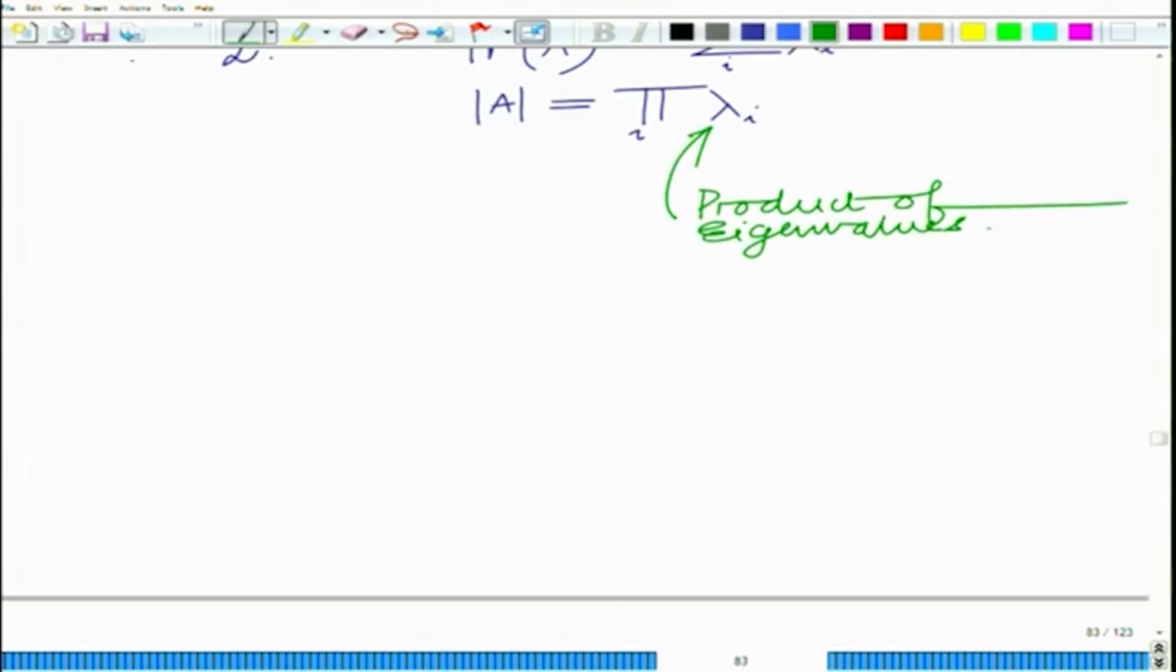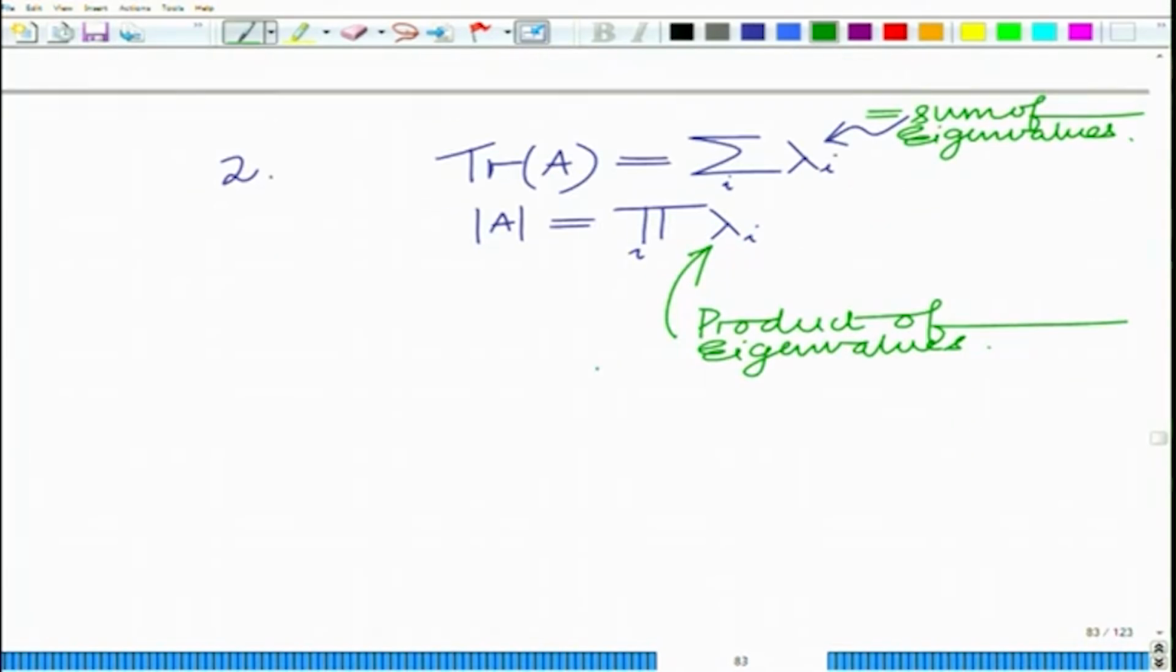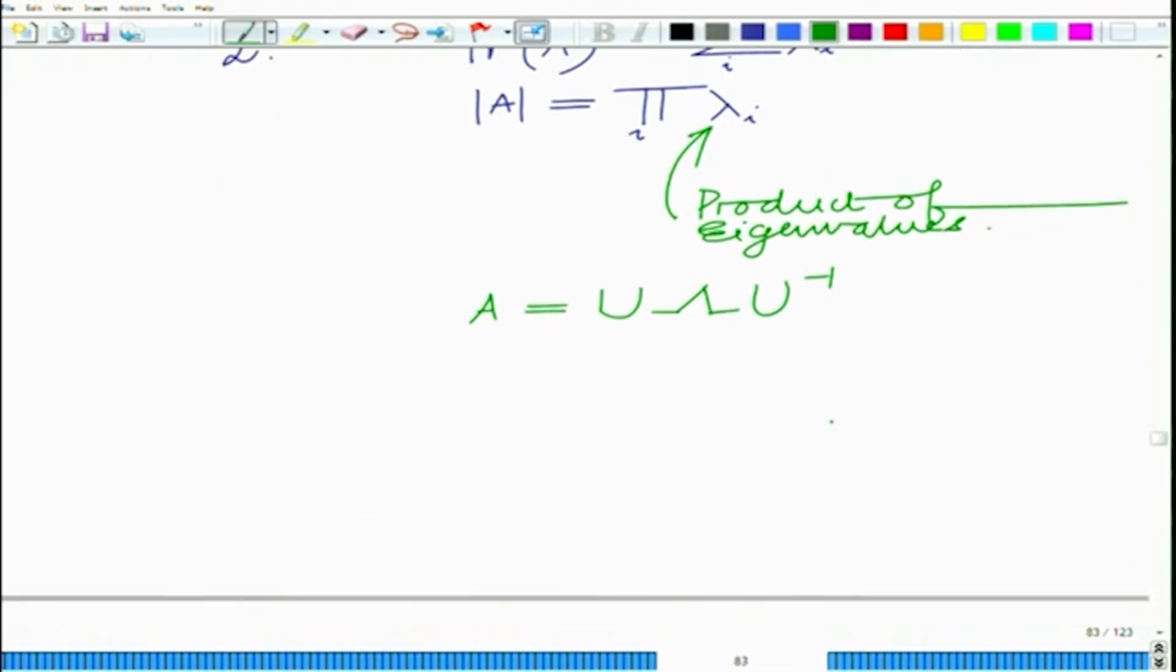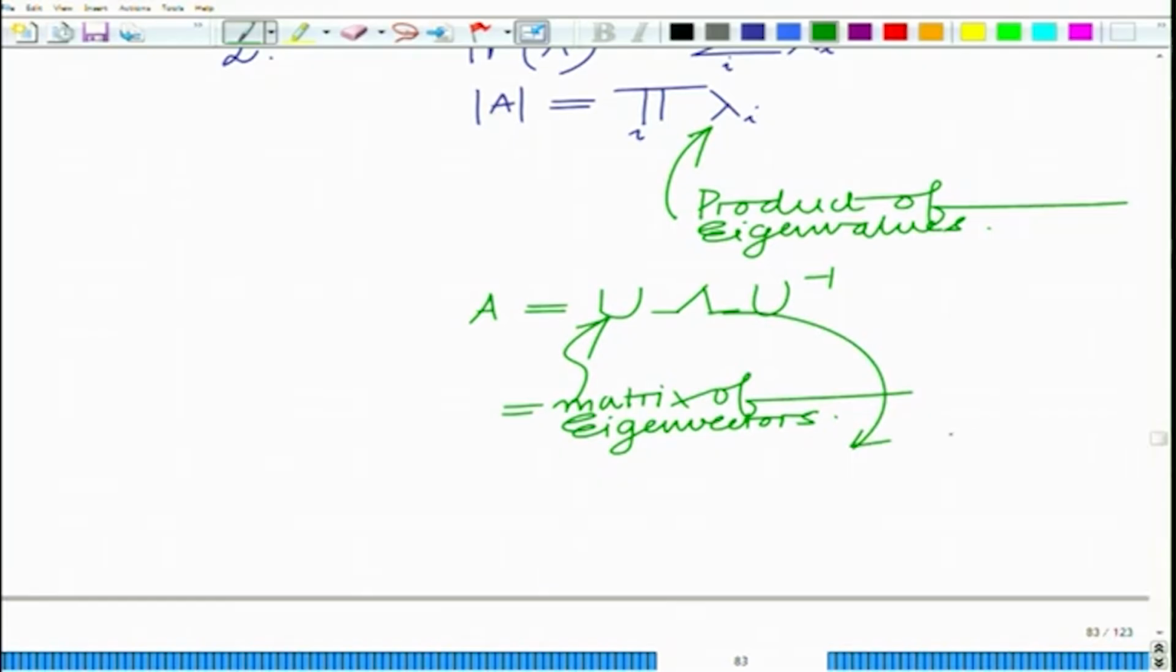Okay. And to do this you can start with the following property: for a general matrix, A can be expressed as U lambda U inverse, where U equals the matrix of eigenvectors and lambda is the diagonal matrix of eigenvalues. Okay.